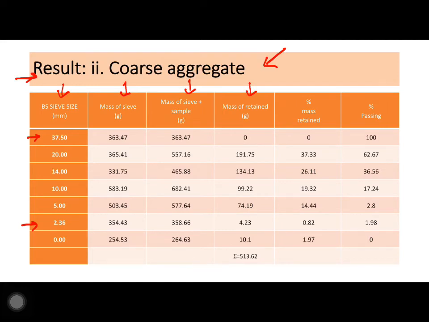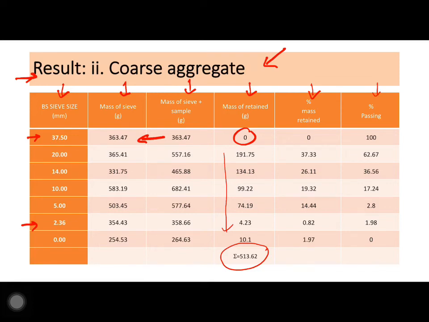So mass retained can be determined by this pan mass together with the sample minus this pan size. So you get the mass retained here. And then you can calculate for the rest of the data here. And don't forget to have the summations of the total mass retained, because we need to calculate the percentage mass retained here. So the last column is for the percentage passing.